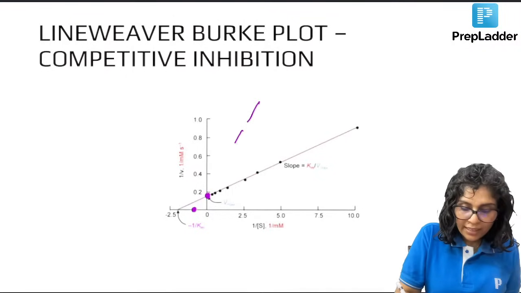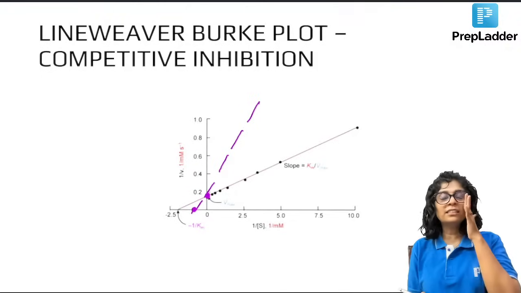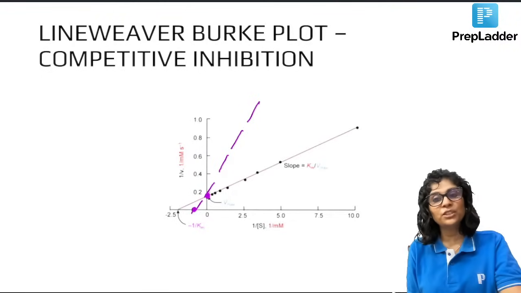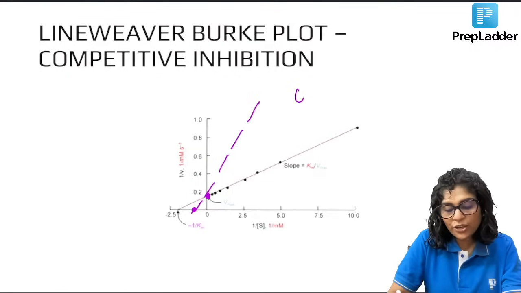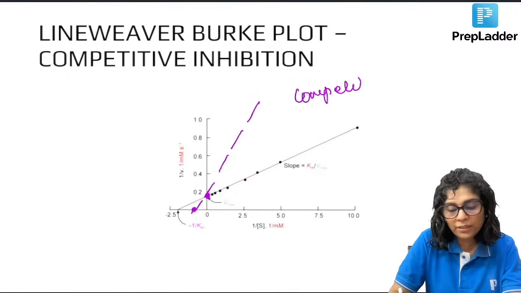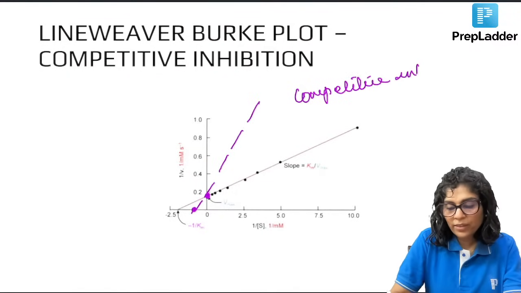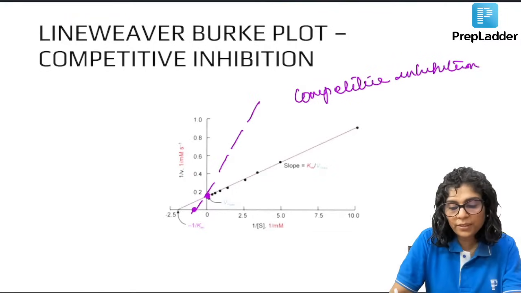And if you get a line like this, and if you're asked what kind of inhibition is it, then what will be your answer? Your answer should be this is competitive inhibition. Do you understand this? You should say this is competitive inhibition.